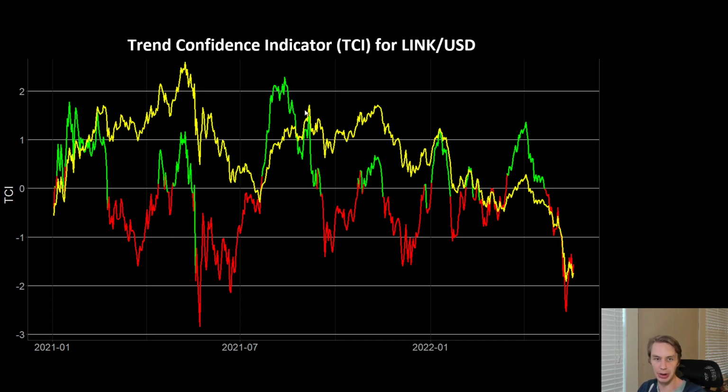Or, if you're going up, a move to the downside. You can see that happening here. It's moving down, flipping red right around here as we correct down.